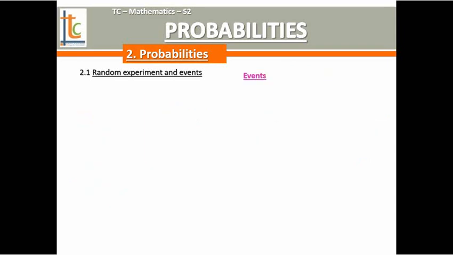Now, inside all of that, let's define events. Events are something that could occur. And something that could occur is not always a single outcome. It could be some group of outcomes, considering some criterion that you are interested in.